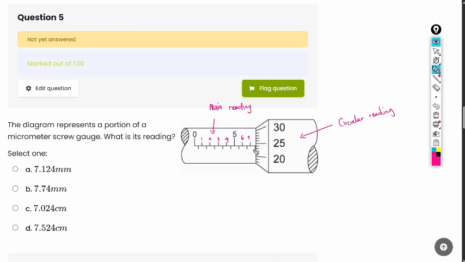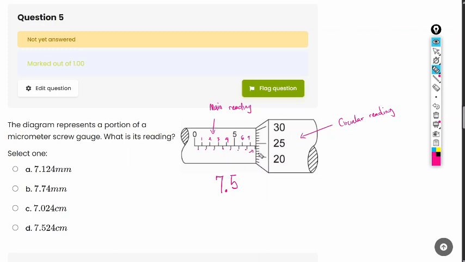But if you look under, you also have 0.5. So this is 0.5, 1.5, 2.5, 3.5, 4.5, 5.5, 6.5. So this last bit here is 7.5, and you can see it pops out so slightly. So that means that our reading from the main scale is 7.5.